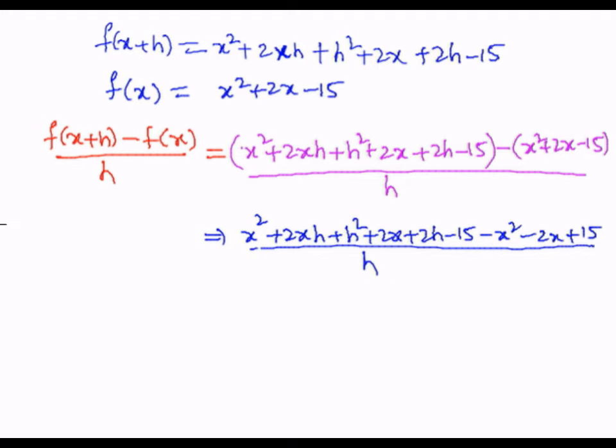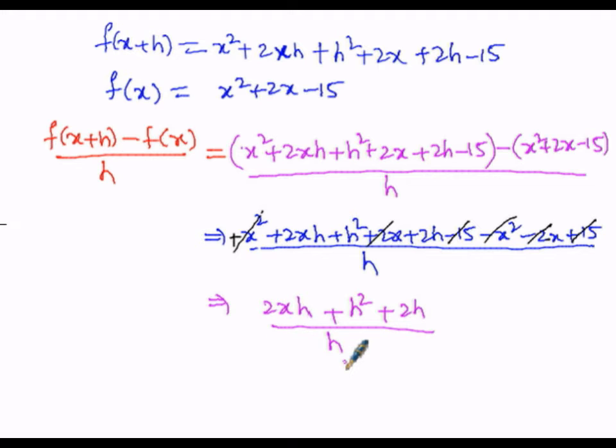Now by cancellation, here minus 15 and plus 15 get cancelled, then minus 2x and plus 2x get cancelled. Now plus x square and minus x square get cancelled. The remaining terms will be 2xh plus h square plus 2h, overall divided by h.